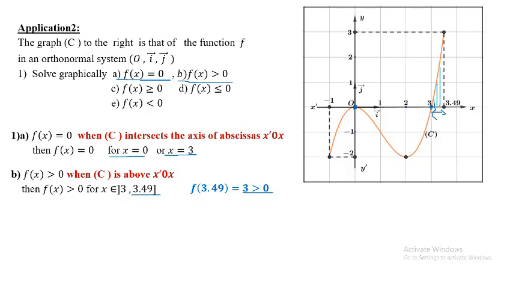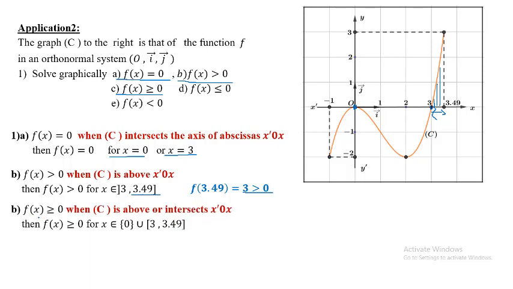But f of 3 equals 0. This is why 3 is not included in the solution. Then the solution is the open interval at 3 and the closed interval at 3.49. Let us complete C. Solve f of x greater than or equal to 0.